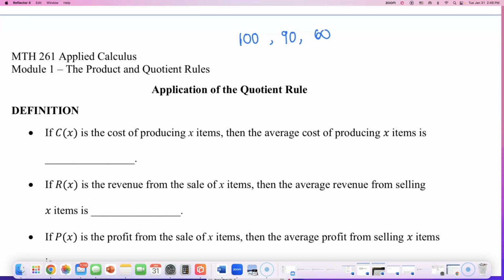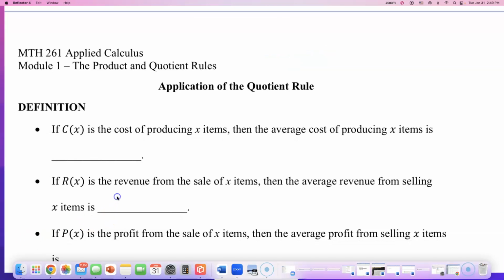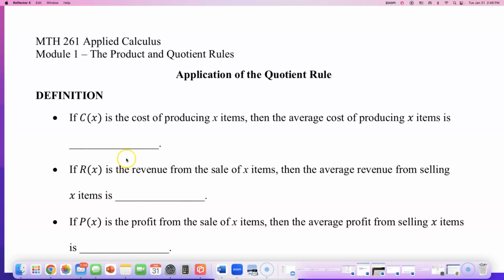Well, you add up everything, right? And then you divide by the number of tests you took. So that's how you find average. Average involves taking the total and dividing it by the number of items or elements you added. So remember that, and let's look at these average cost, average revenue, and average profit functions.